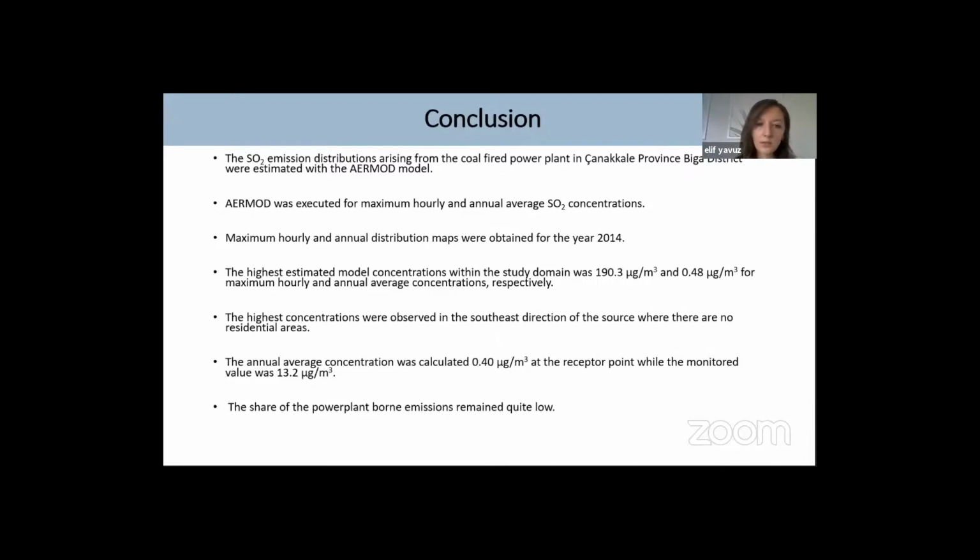The highest concentrations were observed in the southeast direction of the source, where there are no residential areas. The annual average concentration was calculated as 0.14 microgram per cubic meter at the receptor point at EWMS, while the monitored value was 13.2 microgram per cubic meter, and the share of the power plant-borne emissions remained quite low.